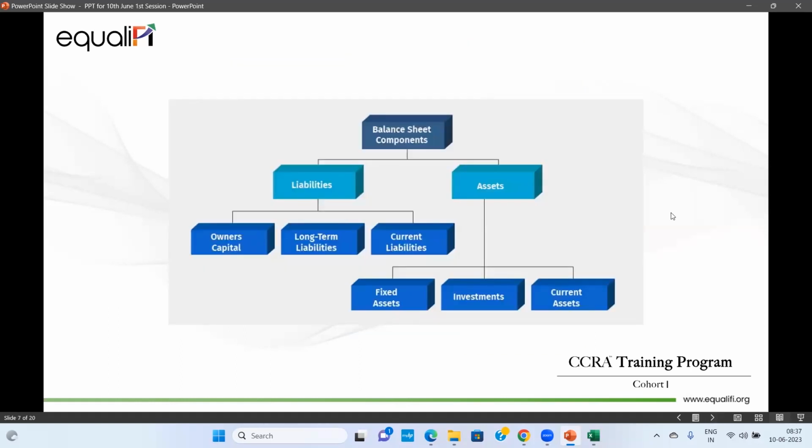As a bird's eye view, I have tried to provide the components of the balance sheet. One is assets, liabilities, owner's capital, long-term liabilities, current liabilities. In assets, it is fixed assets, investment, current assets.